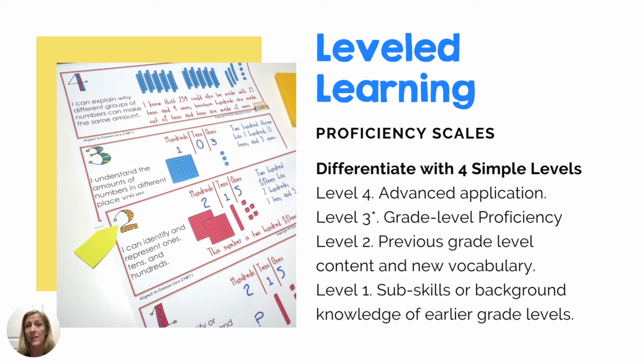Level 4 is always an advanced knowledge of the skill. Level 3 is always grade level expectations. Level 2 is previous grade level content, new vocabulary. And level 1 is often sub-skills or even lower background knowledge that will help support your students to get started making connections with the standard.